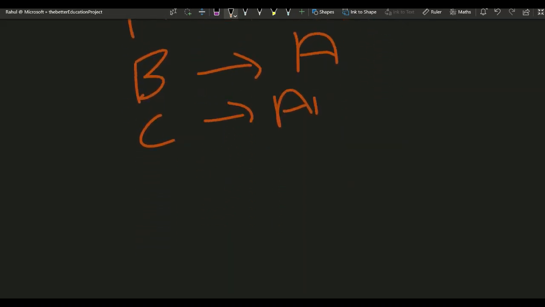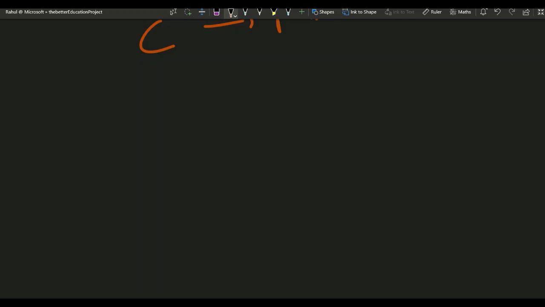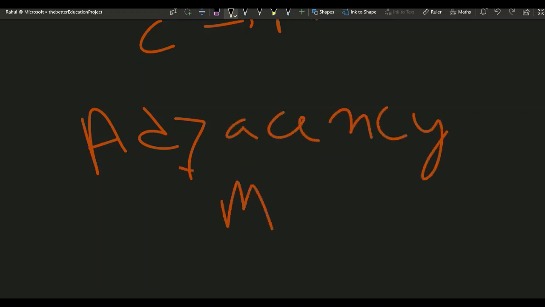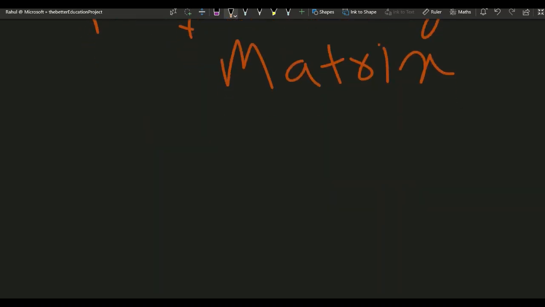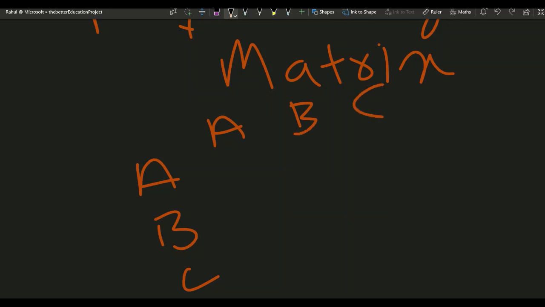Now we can also represent it as an adjacency matrix. In adjacency matrix, we create a map which has value 1 only at those positions where there is a path. So this means there is no edge from A to A, but there is an edge from A to B, and similarly there is an edge from A to C.